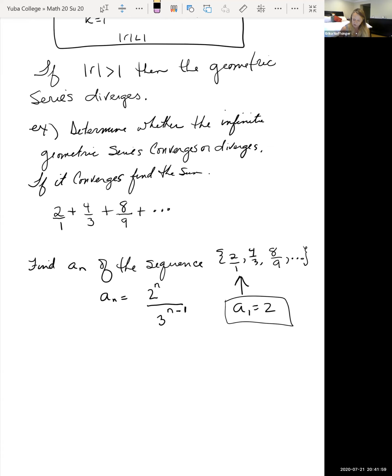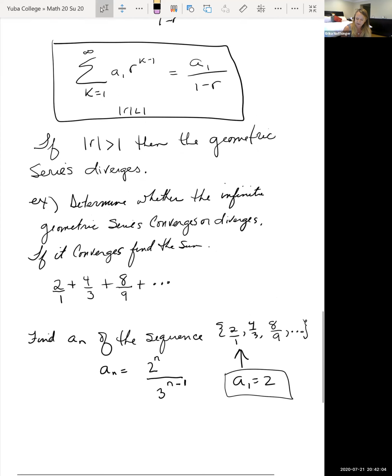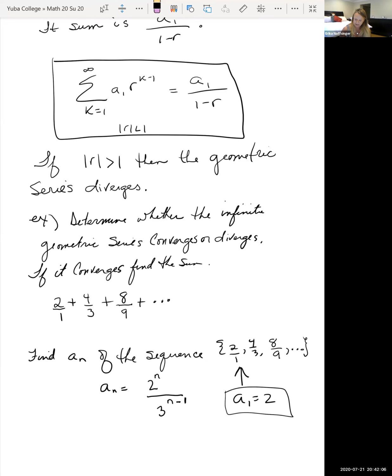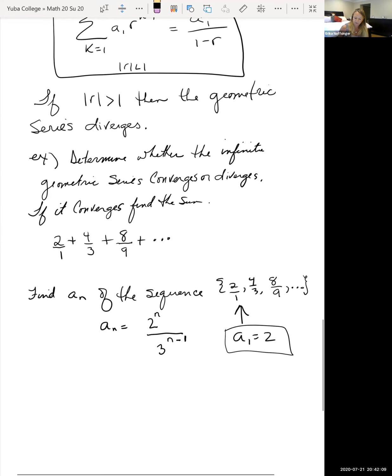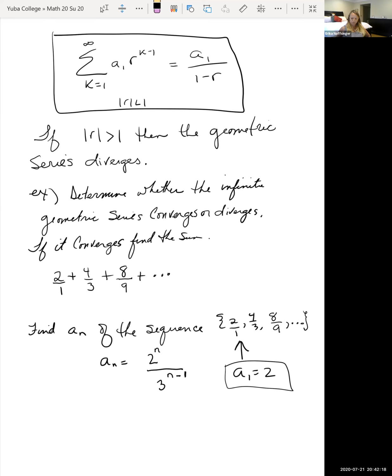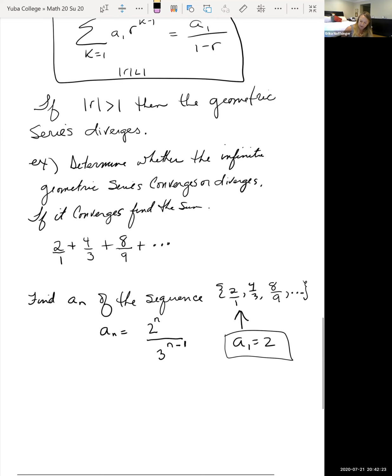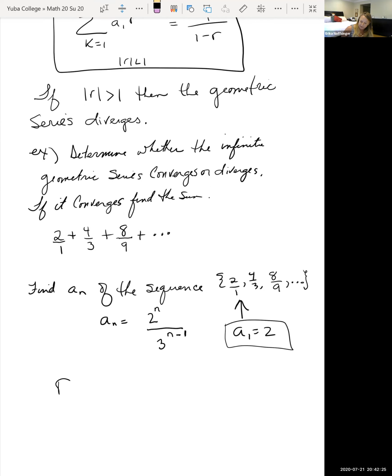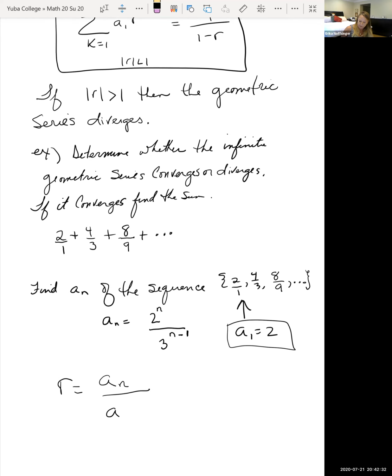And then we want to find our r value. In our equation, we need to figure out what r is. How can we figure out what r is? We know that r is equal to a sub n, and this will also prove to us that this is geometric, the a sub n term divided by the term right before, a sub n minus 1.